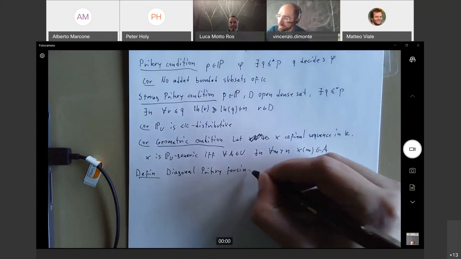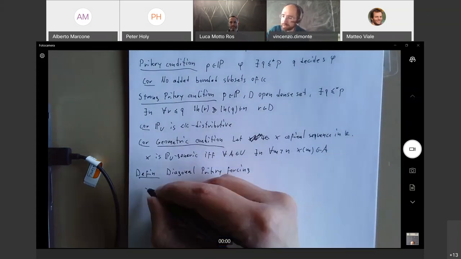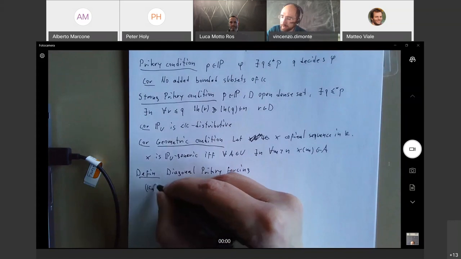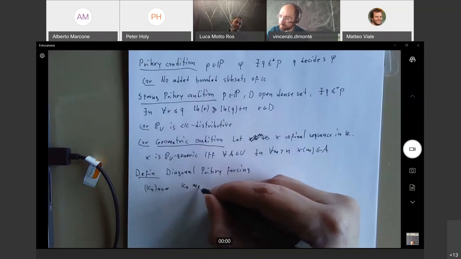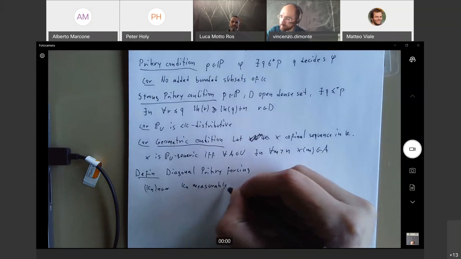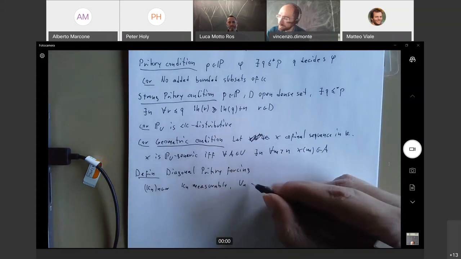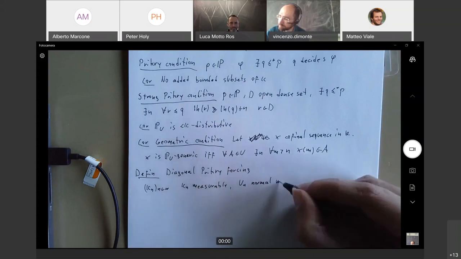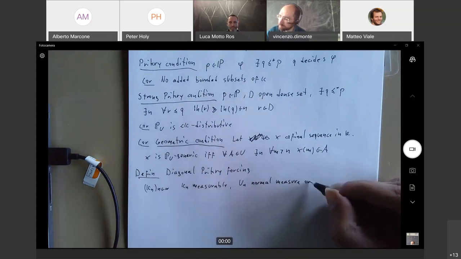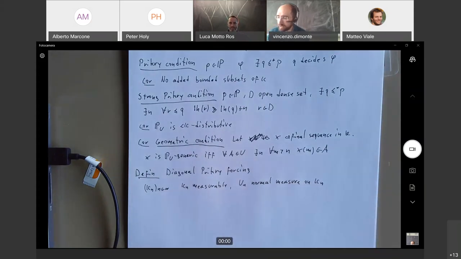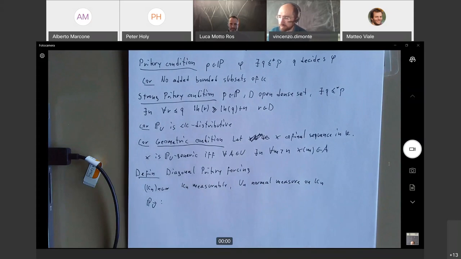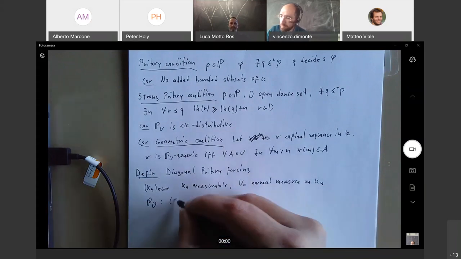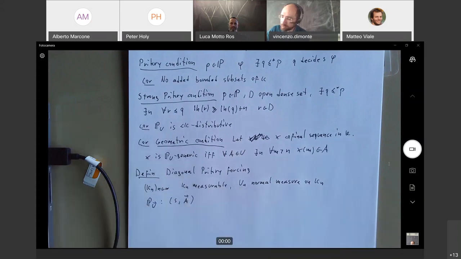So what is the diagonal Prikry forcing? The start is we take kappa_n, so we take omega many measurable cardinals with normal measures on them. Okay. And then what do we do? So I'm putting an arrow to say. So these are the conditions.